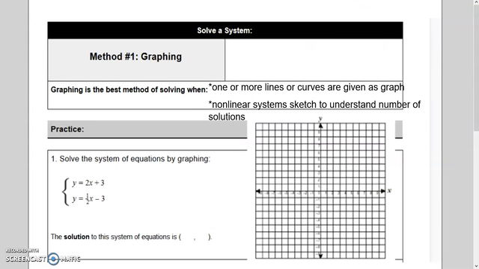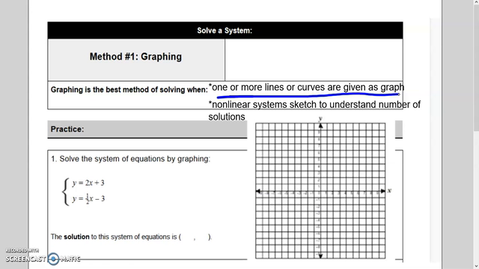So let's look at now the 3 methods to solve systems of equations. The first one is by graphing. Now, graphing is the best method of solving when you're just given the line or the curve on a graph and you're not given the actual equation, so you're stuck with having to use graphing because that's all you've got to work with, and you can't do the algebra, you don't have the equation. That may be a situation where graphing would be the best way to do it.